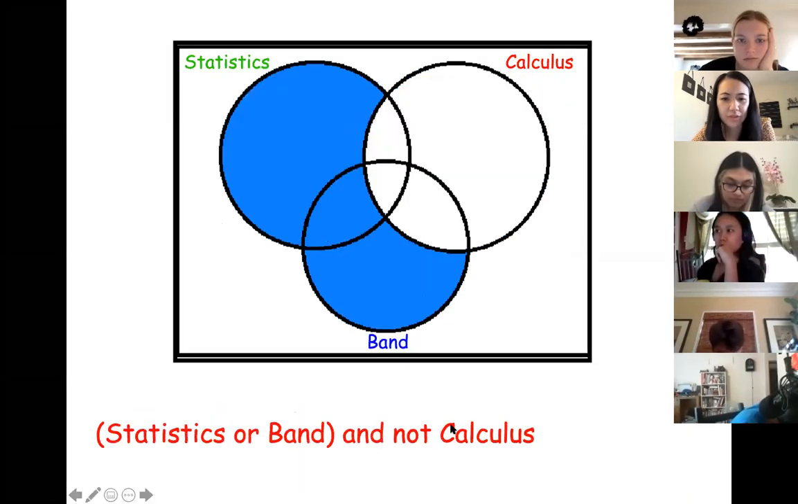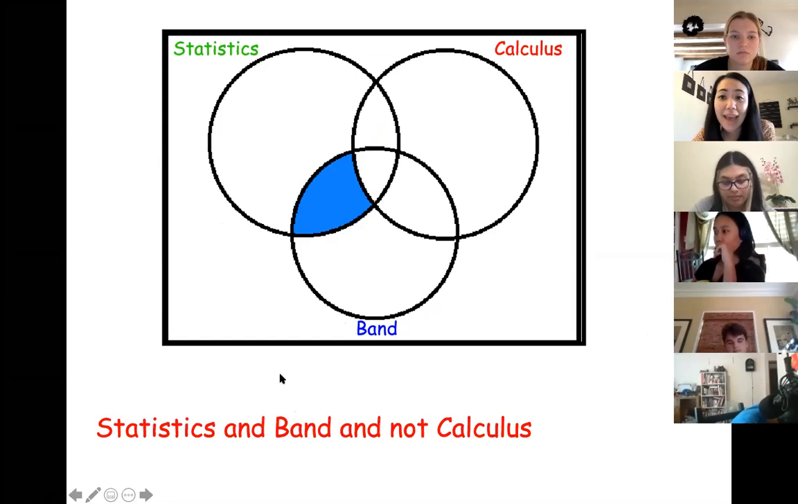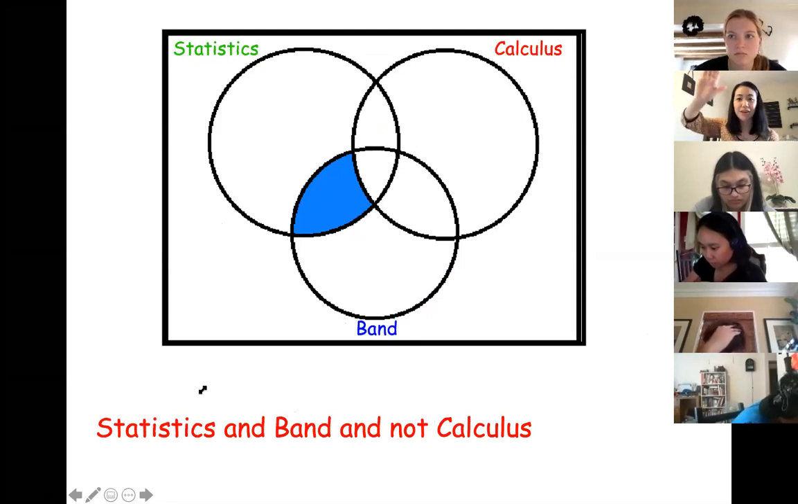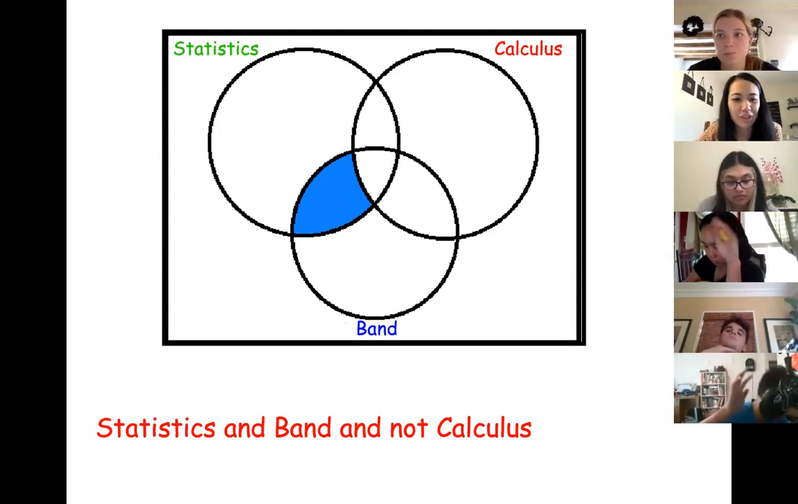All right, this was the answer to the second one. Here we go. The answer to the third one looks like this. This is statistics and band, not calculus. It's this intersection of statistics and band, but taking out anything in the calculus circle leaves you with just this piece right here. Show of hands if you got that right. Nice, good job, guys.